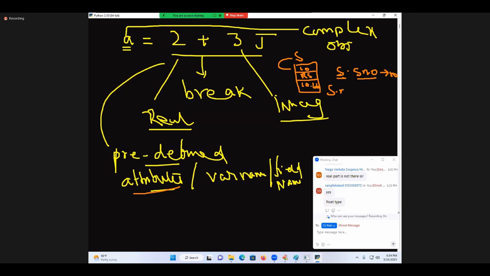S dot what next? Name will give you the value. S dot what? Marks. What will it give you? Whatever it is. This number, SNO, name, marks are called what? Predefined attributes we can call. Also called as predefined variable names, also called as field names.